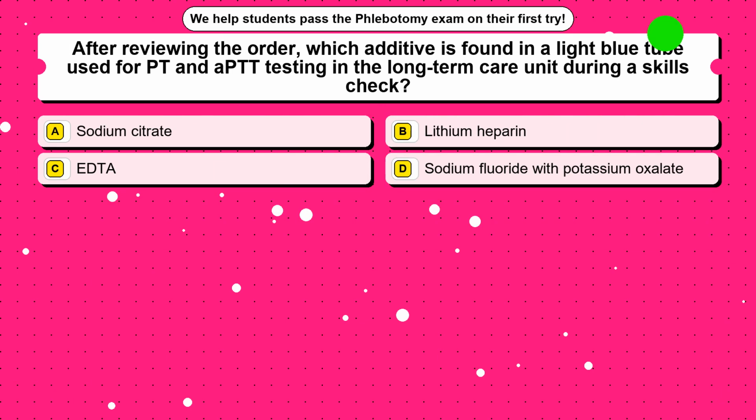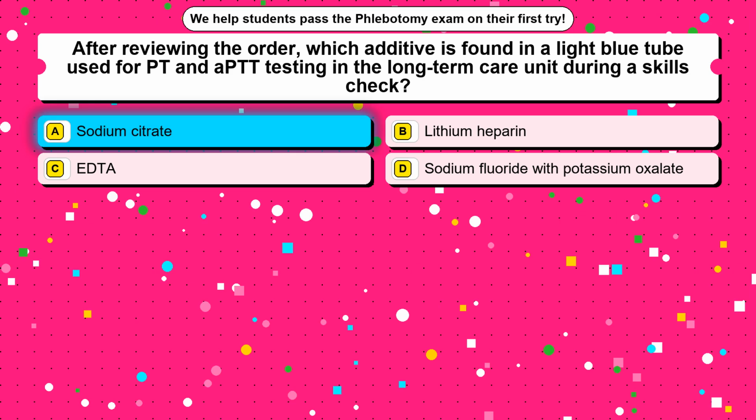Question 2. After reviewing the order, which additive is found in a light blue tube used for PT and APTT testing in the long-term care unit during a skills check? Option A, sodium citrate. Option B, lithium heparin. Option C, EDTA. Option D, sodium fluoride with potassium oxalate.